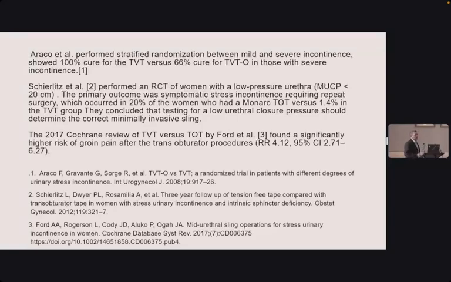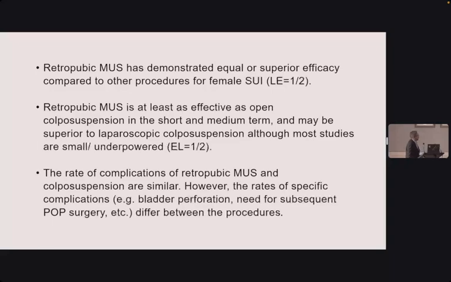And then in 2017, the Cochrane review, TVT versus TOT by Ford et al., found a much higher risk of groin pain in the transobturator procedure. These are, again, just some of the recommendations from the ICI. The retropubic sling has demonstrated equal or superior efficacy compared to other procedures. The retropubic sling is at least as effective as open colposuspension in the short and medium term, but we're not sure about the long term. And then the rate of complications of the retropubic sling and the colposuspension are similar, both being in the retropubic space, but there are specific complications, such as bladder perforation, that differ between the procedures.